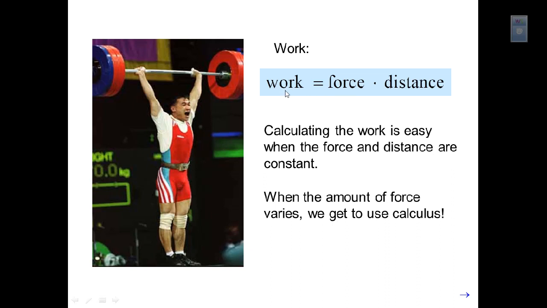All right, work. If we calculate work, if the force is constant, it's just force times distance. If you're using the exact same amount of force for the entire distance that you do the work, then work is easy to calculate. Now, when the force that you're using varies, we get to use calculus.